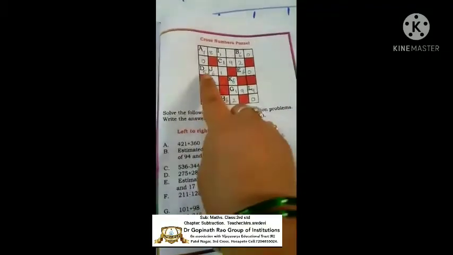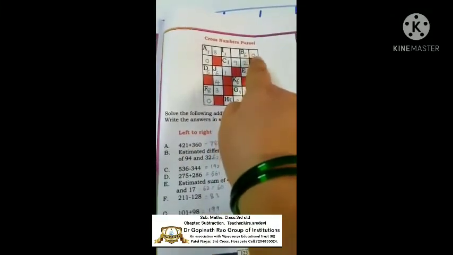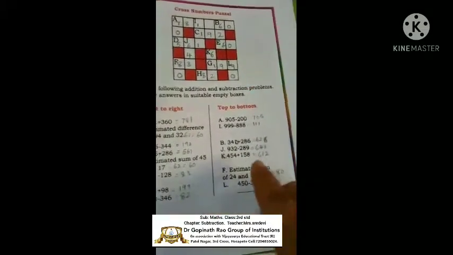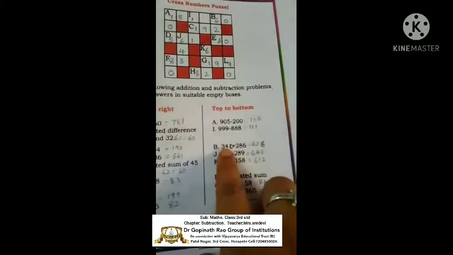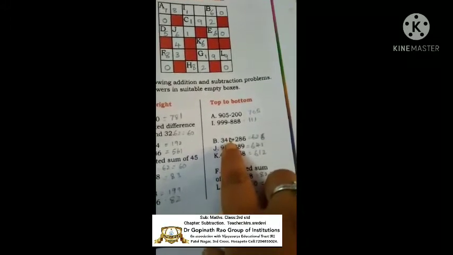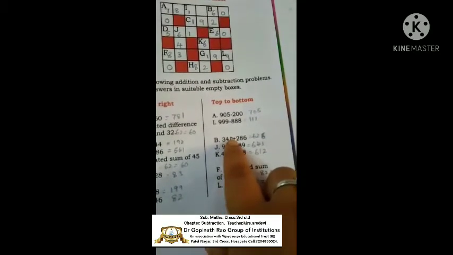Next, B answer is 60. So where is B here? B answer is 60. You should write it in this way. See, one answer is wrong here, children. In this, 341 they have given. You should correct it as 340.